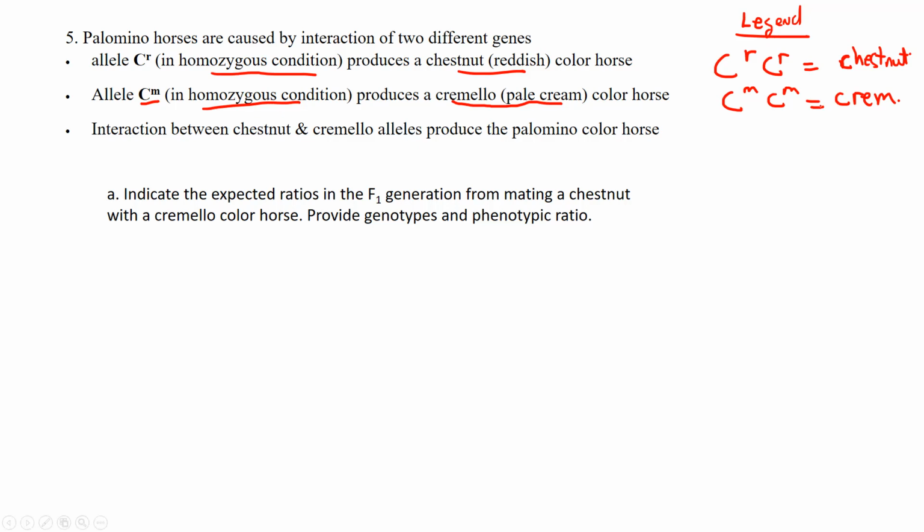Now, this is where you get that blending that we're talking about. If you're getting the interaction between the chestnut and the creme allele, it produces a palomino, something different that neither parent could produce on their own. So if I have the CM and a CR, in this case, it didn't matter if the R was first or the M was first.